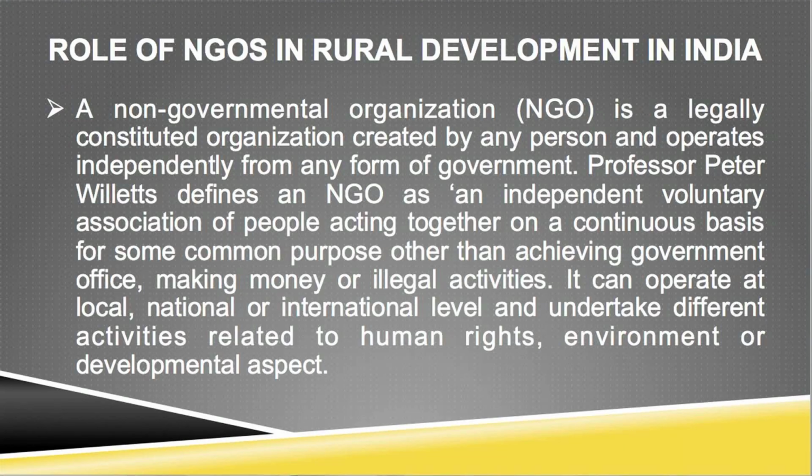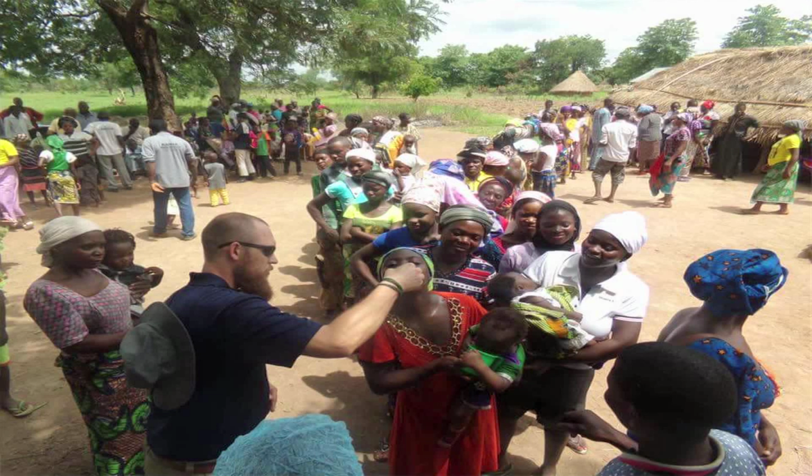A non-governmental organization, NGO, is a legally constituted organization created by any person and operates independently from any form of government. Professor Willage defines an NGO as an independent voluntary association of people acting together on a continuous basis for some common purpose other than achieving governing office, making money or illegal activities.